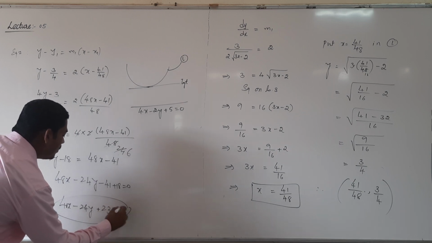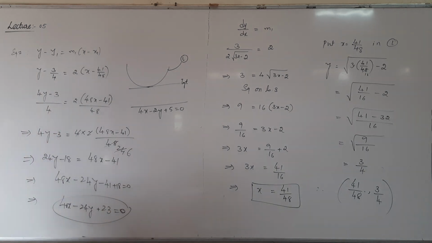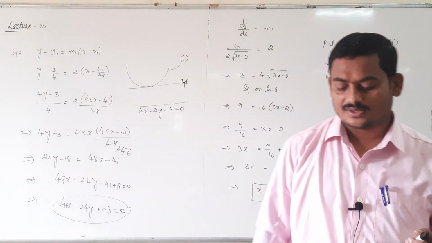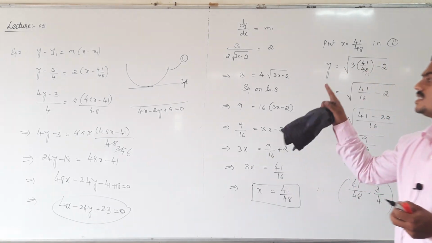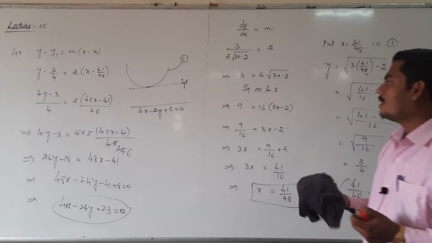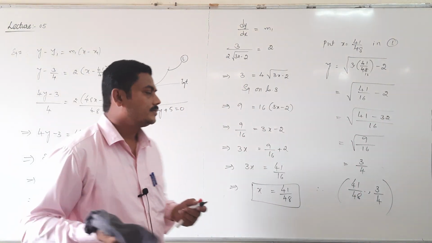This is our required equation of the tangent line, right? This is one of the important 3-mark questions, students. First find the slope and one of the points, then write its equation. Next problem.